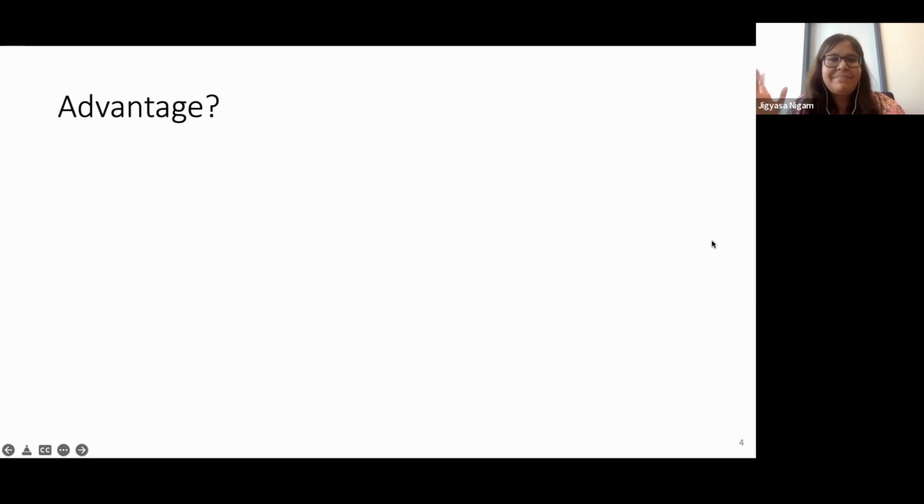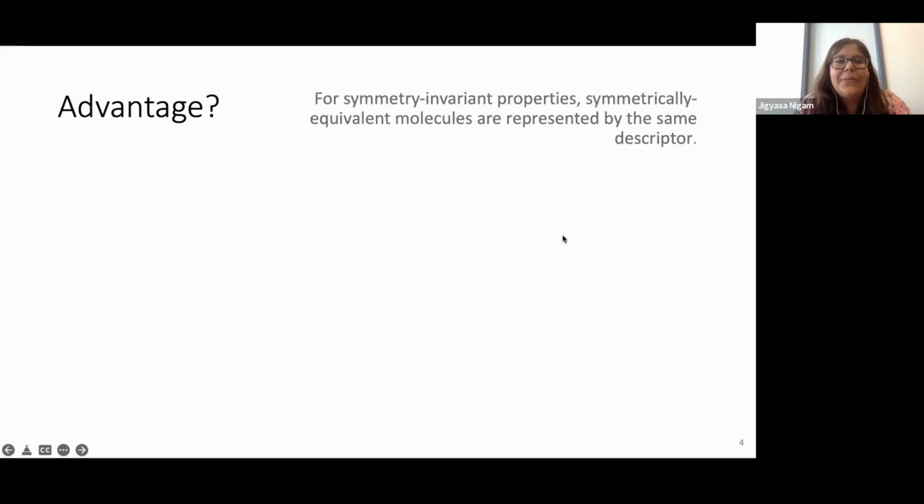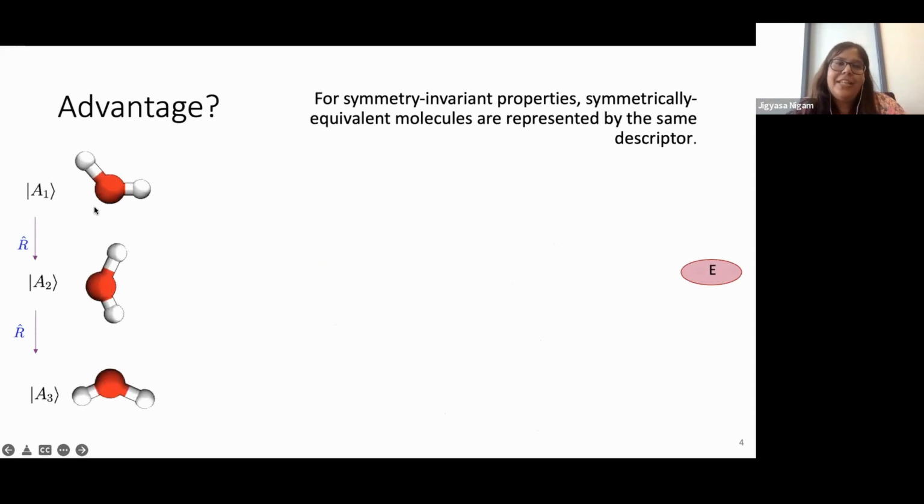So one wonders why one needs to go through such a complicated procedure that seems so involved. So that is an advantage. For example, here I have 3 water molecules, which are rotated copies of each other. And now imagine that you're trying to build ML models for the energy of a water molecule. Under a rigid rotation in vacuum, the energy of this water molecule should not change. So basically, we are here trying to learn the same value for 3 different structures.